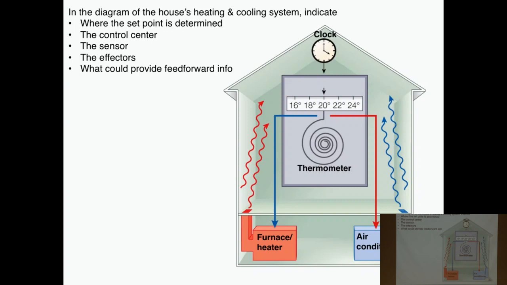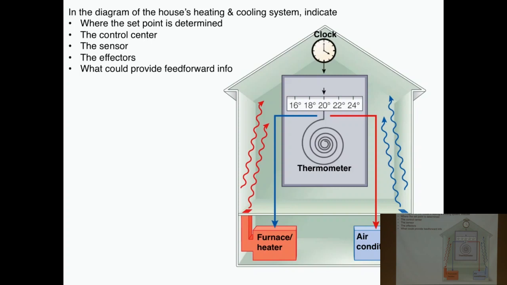Right, so the clock will be responsible for recording the time of day, and then the thermostat might change the set point based on the time of day if, for example, you've said to turn up the heat in preparation for you getting home in the evening. Does that make sense?